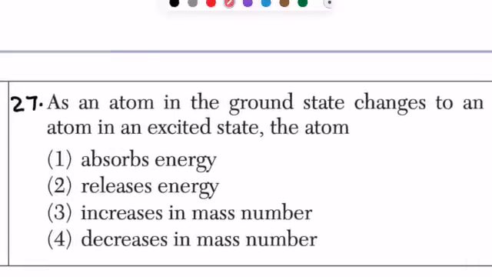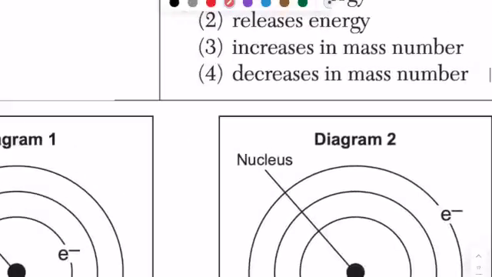So as an atom in the ground state changes to an atom in an excited state, remember what we are saying here is that when it's in the ground state, it's in a low energy state, and then it's going to a high energy state. It needs to absorb the energy to be able to go to that high energy state.